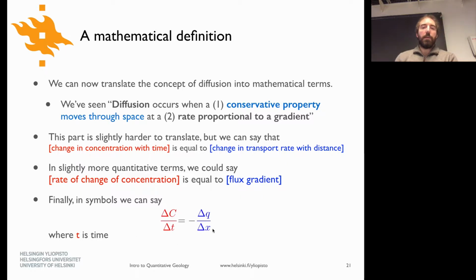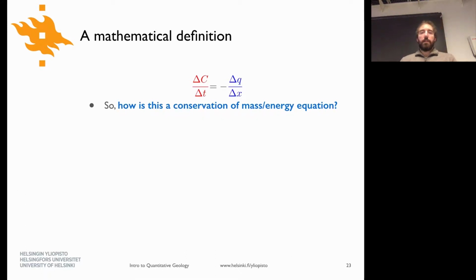So if we change this again like we did before into mathematical symbols, the change in concentration with time, or the rate of change of the concentration, is just delta C over delta T. That's not so bad. And this flux gradient is just the change in flux, Q, we saw Q before, divided by delta X. So that's the change in flux over some horizontal distance. Those are the pieces. This is basically a conservation of mass or conservation of energy equation in the way that it's written here, and I don't want to take the time to go into exactly how that all works right now, but it does conserve mass or energy when you apply this equation.